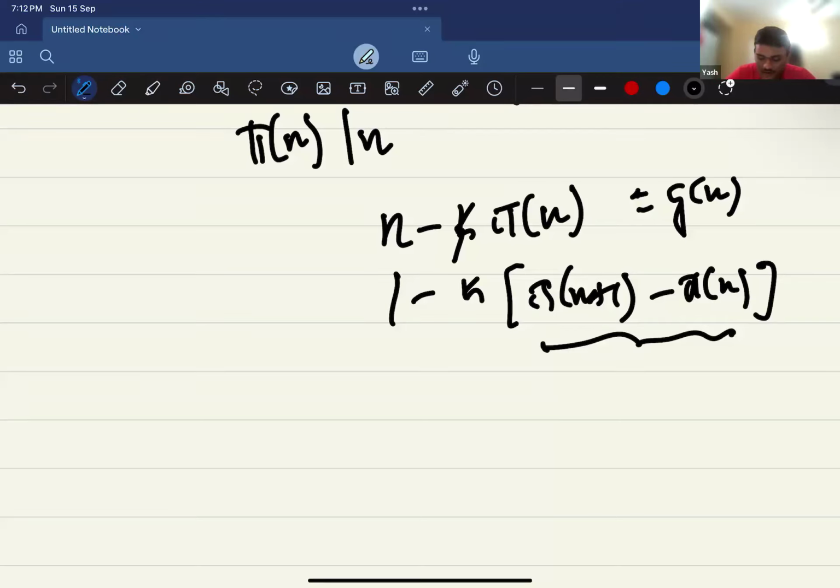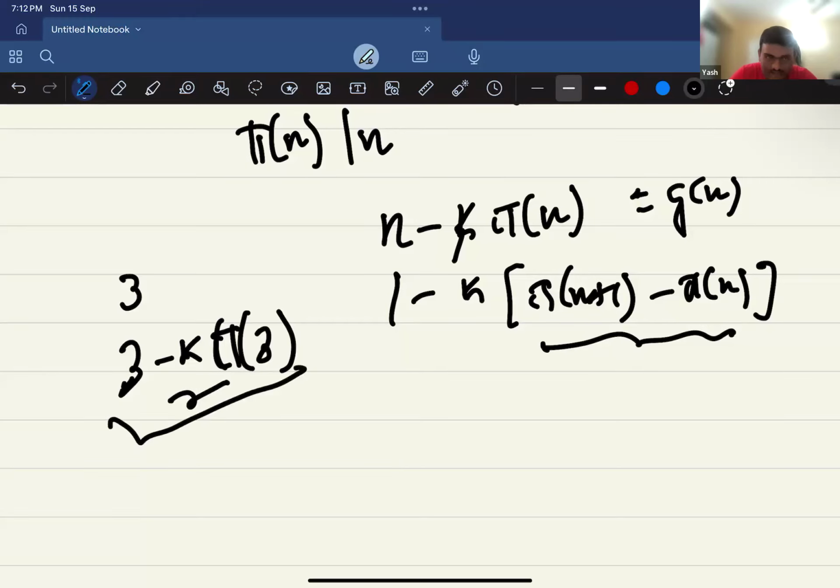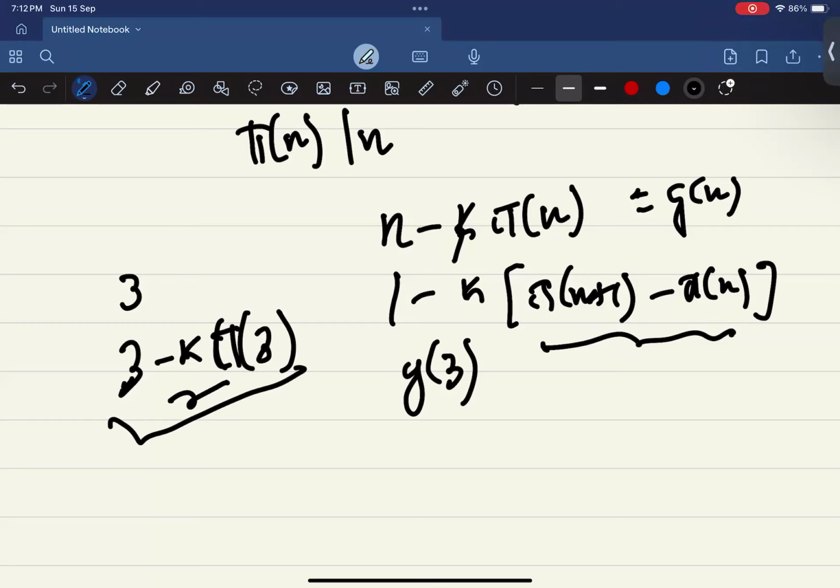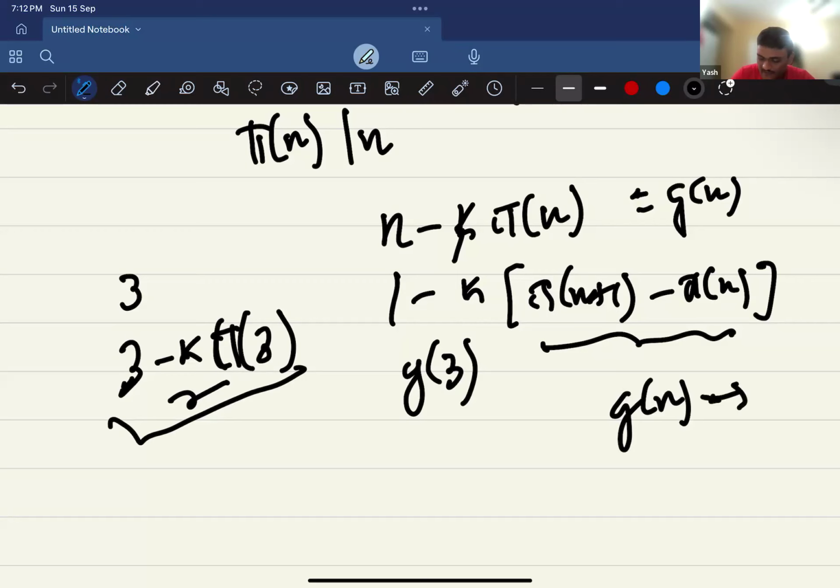Right. So basically now if I fix my n, I start at a small value of n, say 3, and I consider 3 minus k pi(3). I choose k very large such that g of 3 is negative. I can choose any k that is large enough, right? Anything works. And then do you agree that eventually this function g(n), as I make n large, will be positive for a fixed k, of course?